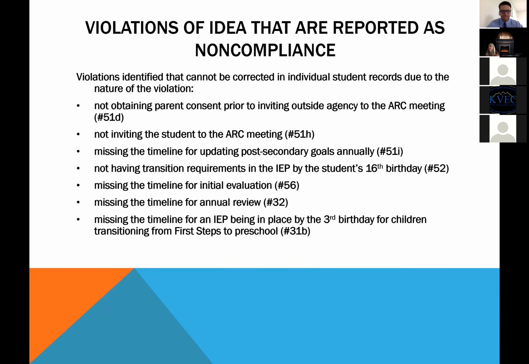So here are some that cannot be corrected. Not obtaining parent consent prior to inviting the outside agency to the ARC meeting, not inviting the student to the ARC meeting, missing the timeline for updating post-secondary goals annually, not having transition requirements in the IEP by the student's 16th birthday, missing the timeline for initial evaluations, missing the timeline for annual review, and missing the timeline for an IEP being in place by the 3rd birthday for children transitioning from First Steps to preschool.